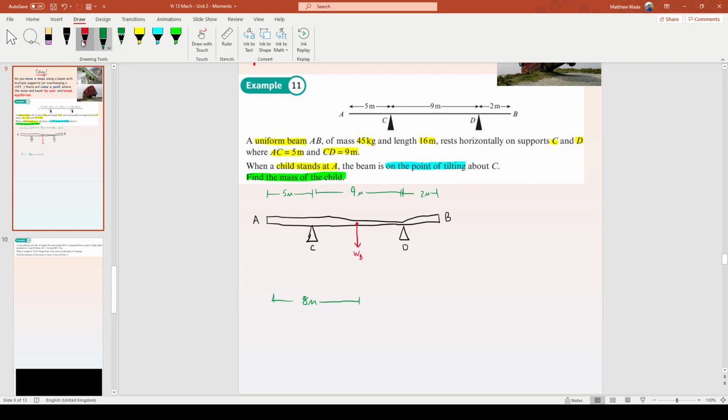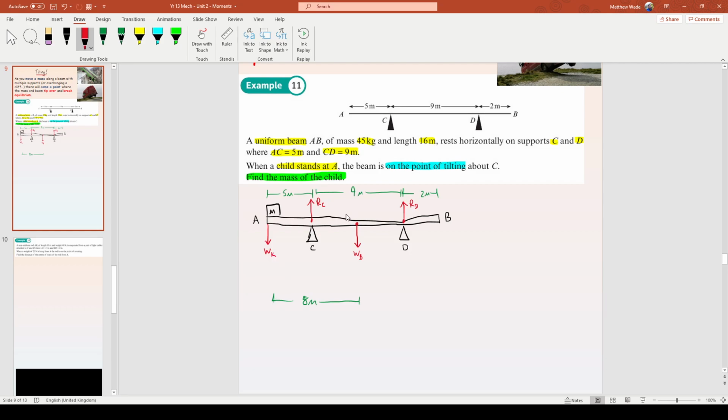Okay, what other forces are acting on it? Well, you've got the two reaction forces. There's a reaction force at C, which I'm going to call RC. And is there a reaction force at D? Well, yeah, it's a support. There's a reaction force at D as well. Cool. Now it says a child stands at A, so there's going to be a kid here. We don't know how big he is, so we're going to call him M, but he stood exactly at A, so his weight is going to be down here. So we'll call that WK for the weight of the kid.